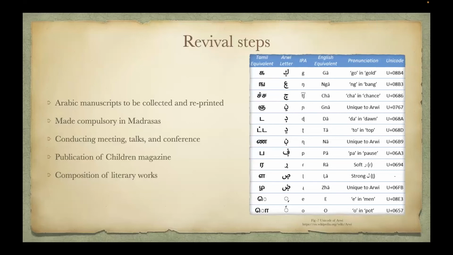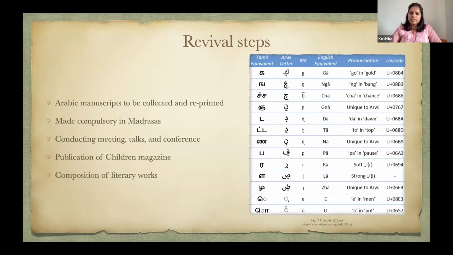The manuscripts that are found in different libraries can be collected and reprinted, because they might have a really good history about Tamil Muslims. We really don't know a lot about the Tamil Muslims. So these manuscripts, if they were reprinted, may give a really good insight about Tamil Muslims. And next, this is another revival step that I feel can be done.